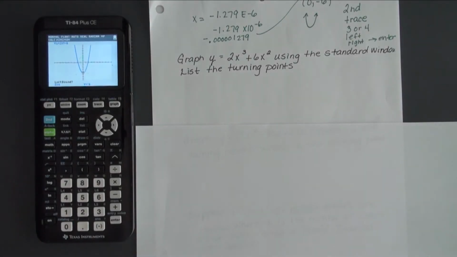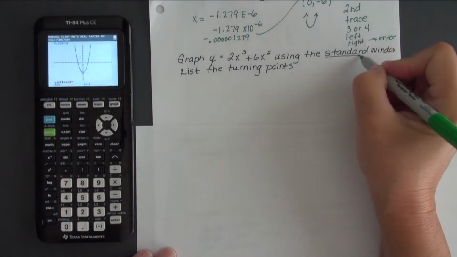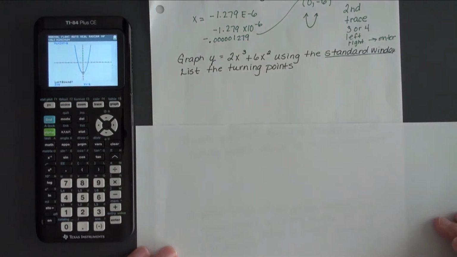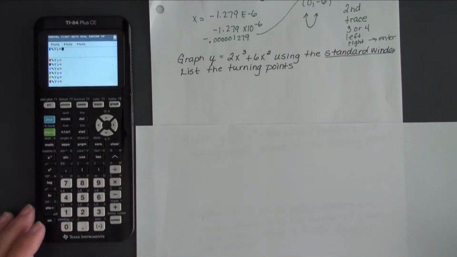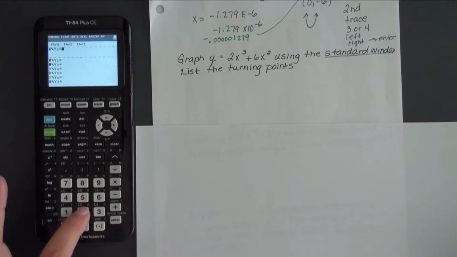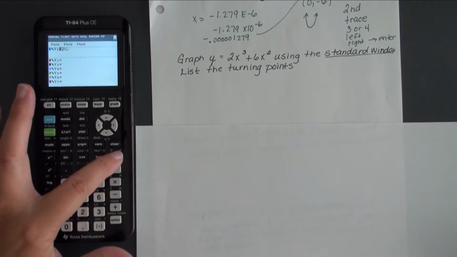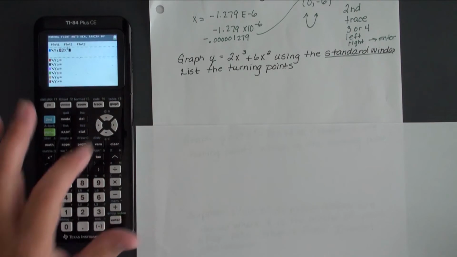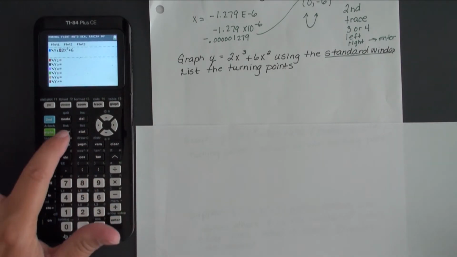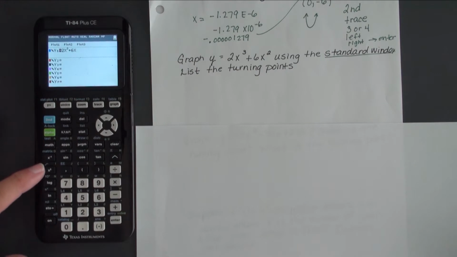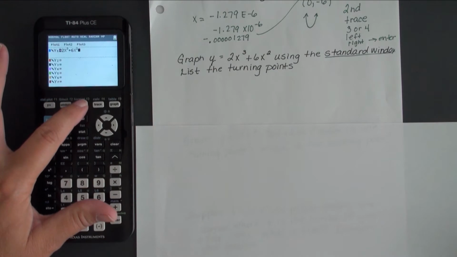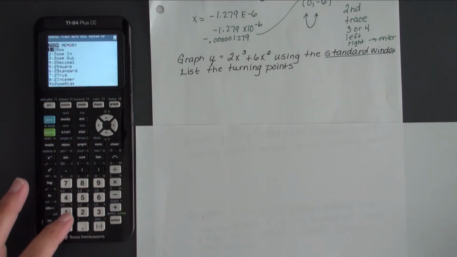This next example says graph y equals 2x to the third plus 6x squared using the standard window and list the turning points. So more practice of the same. I'll go into y equals, clear out my equation, and type in 2x to the third. To get the third we have to use our caret, plus 6x squared. And I'll just use the x squared button. Using the standard window means I'm going to press zoom 6.